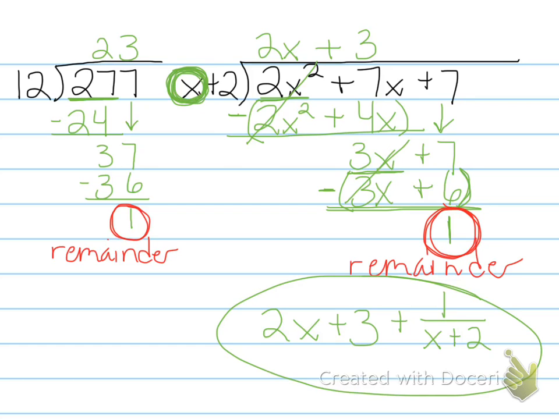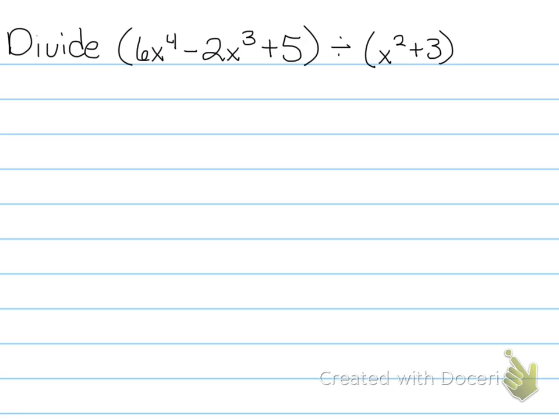One more time, just for practice, we're going to look at another problem. We're going to divide 6x to the fourth minus 2x cubed plus 5 by x squared plus 3. The catch whenever you are dividing with these polynomials is that you must put your polynomials in standard form, starting with the highest degree. The biggest exponent has to be first, and it must be in descending order with no variables missing.